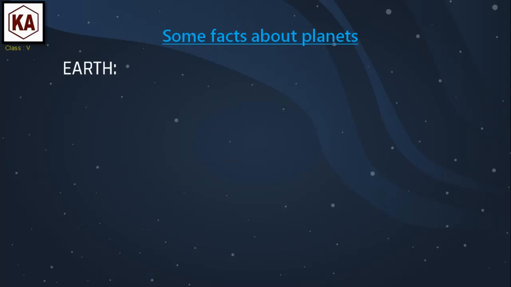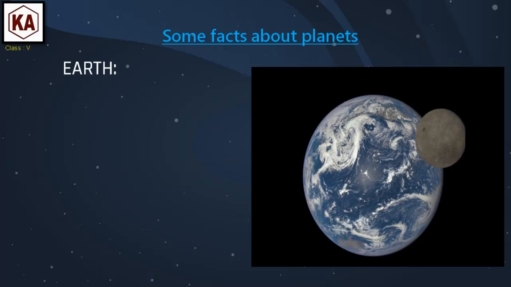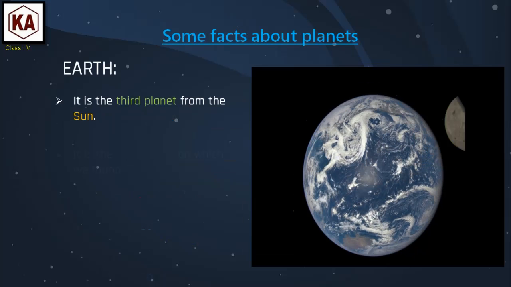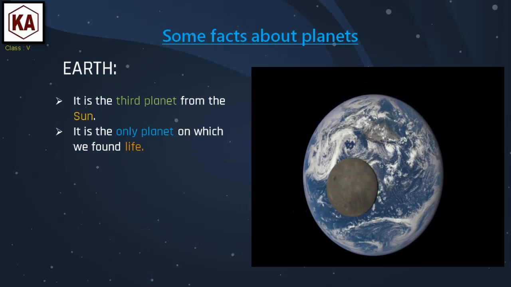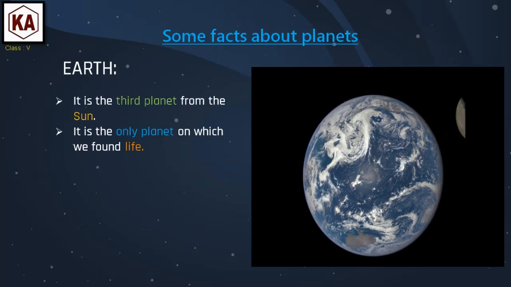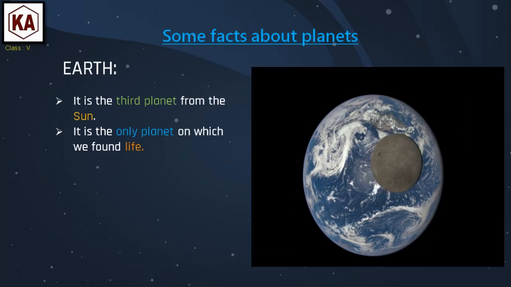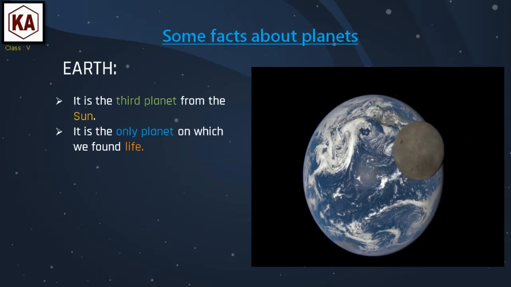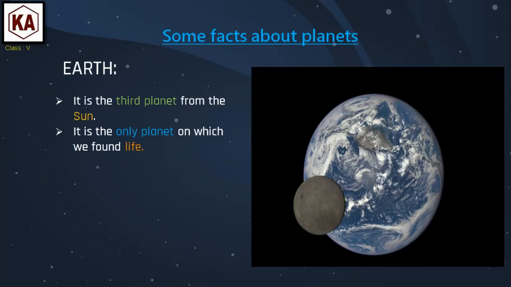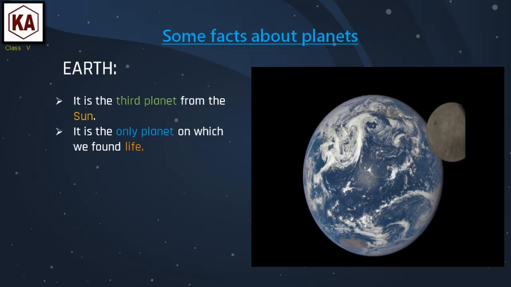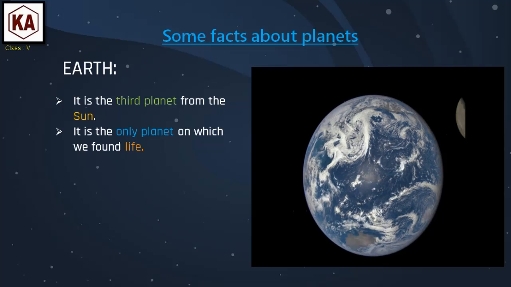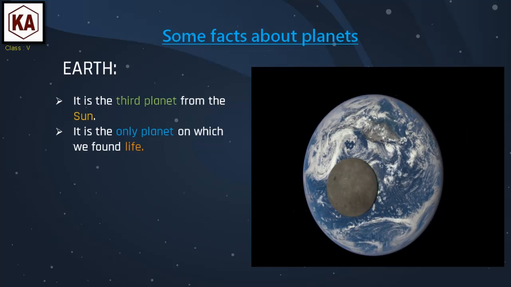The third planet on our list is Earth, our very own beautiful Earth. It is the third planet from the Sun. It is the only planet on which we have found life. As we all know, our source of life is actually water. So this is the only planet on which scientists have found water. But they are really hopeful about Mars. They have actually found some traces of water on Mars, but they are still searching.